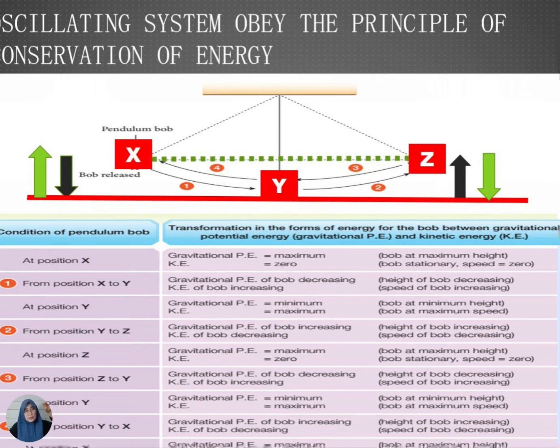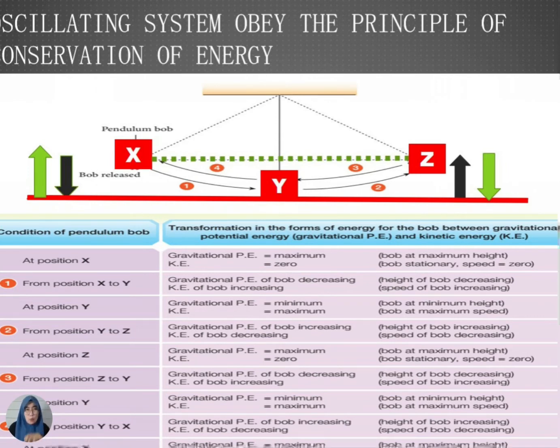When the bob starts to move from position X to Y, the gravitational potential energy of the bob decreases from the maximum height, but the kinetic energy of the bob increases. If the gravitational potential energy decreases, the kinetic energy increases, because the speed of the bob is increasing. That is from X to Y.